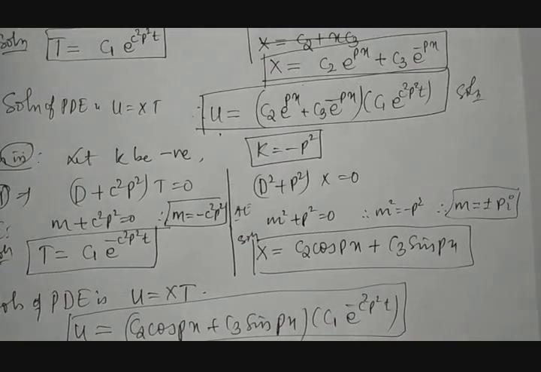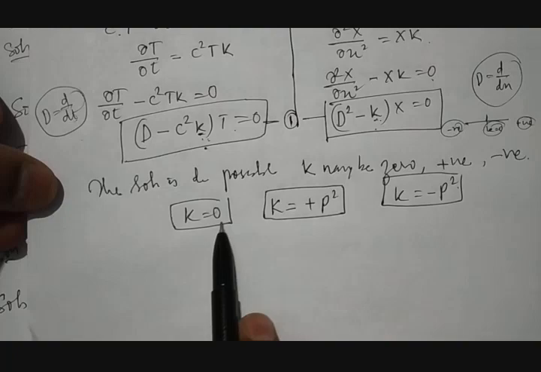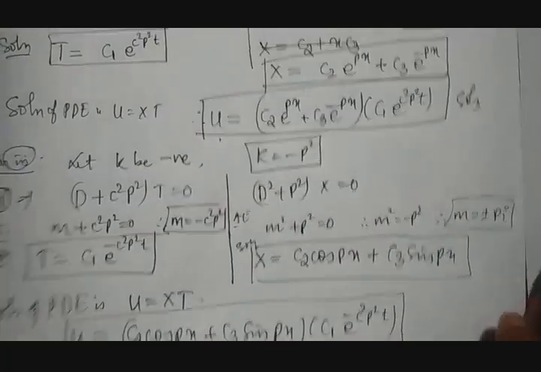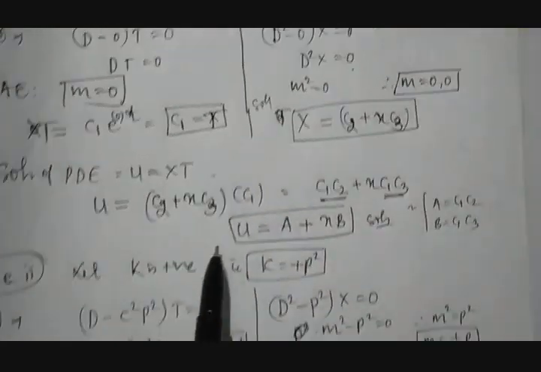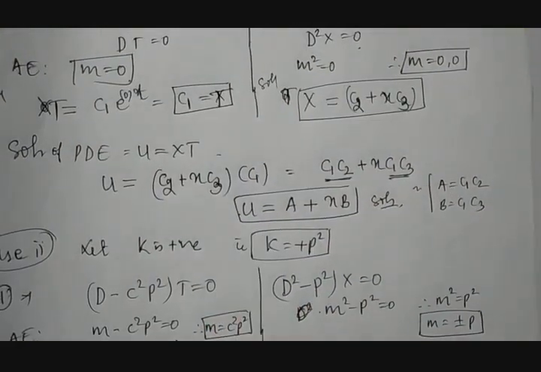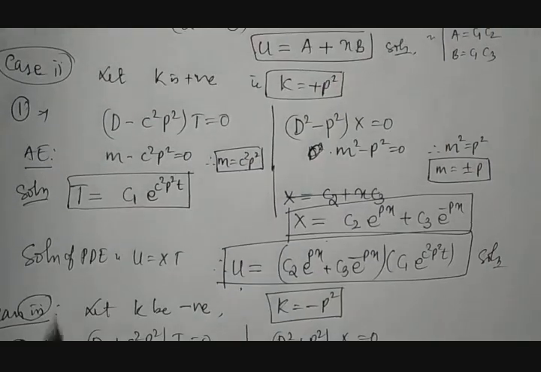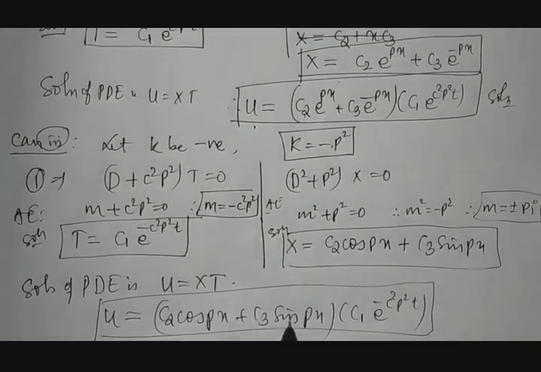So we have three different cases in this: k equal to 0, k is equal to p square, and k is equal to minus p square. If we take k equal to 0 in equation number 1, this will be the solution. Even if you stop here it is okay, no problem. If you take k positive, this will be the solution. Then if you take k negative, then this will be the solution.